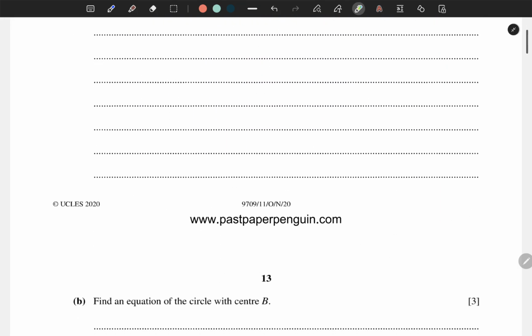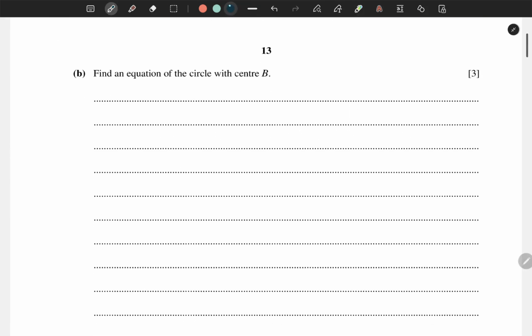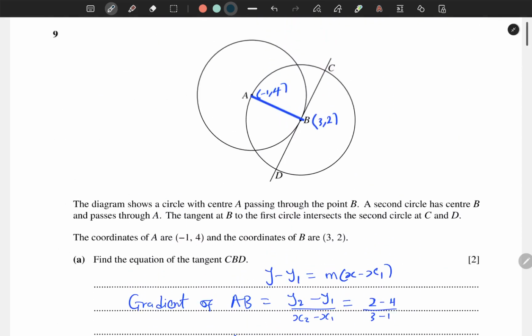Okay, so to part B of the question, we are asked to find the equation of the circle with center B. Let's try to analyze that. To find the circle, we know the formula to be (x minus a) squared plus (y minus b) squared equals r squared. This is the equation of a circle centered at the point (a, b) with radius r. So we have the center already. The only thing we don't know here is the radius. And of course, this line is a diameter of that circle.